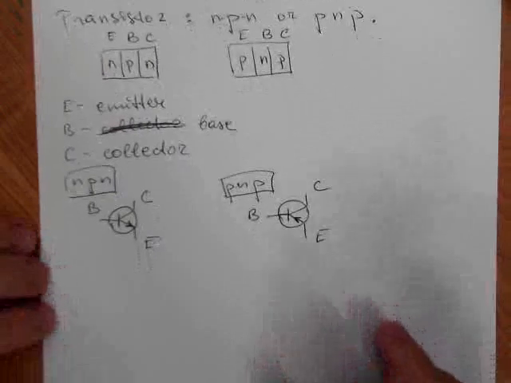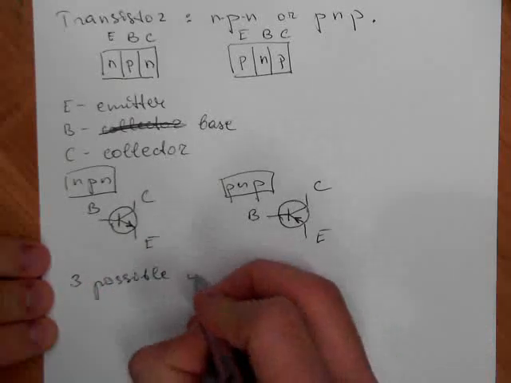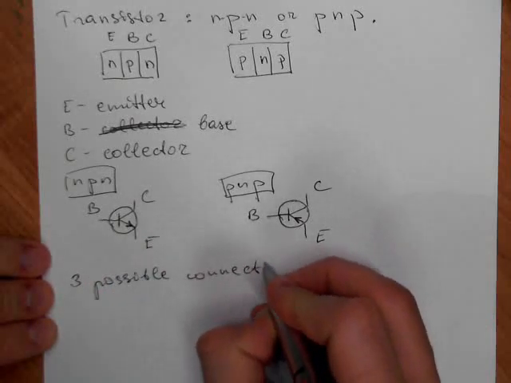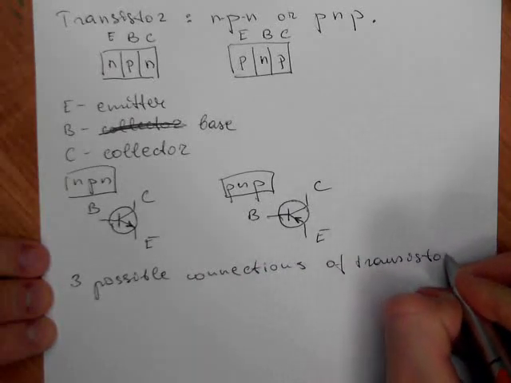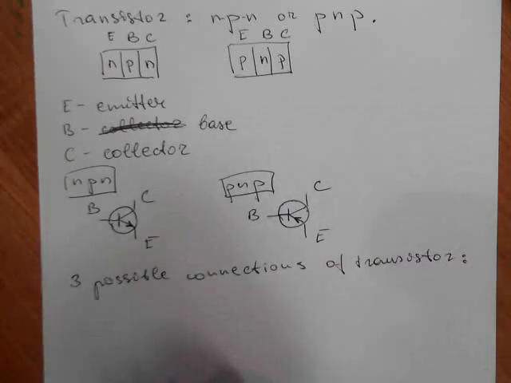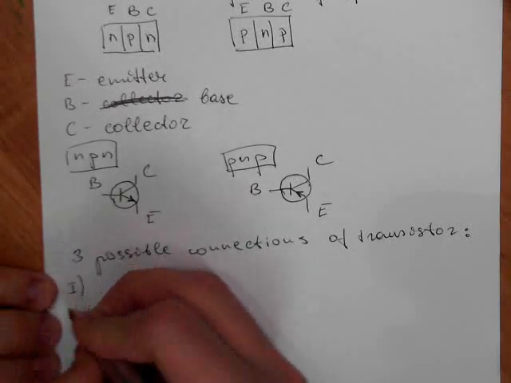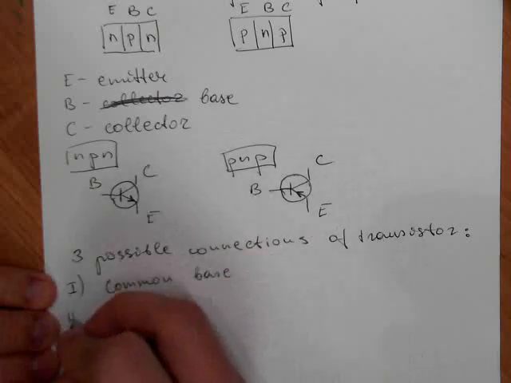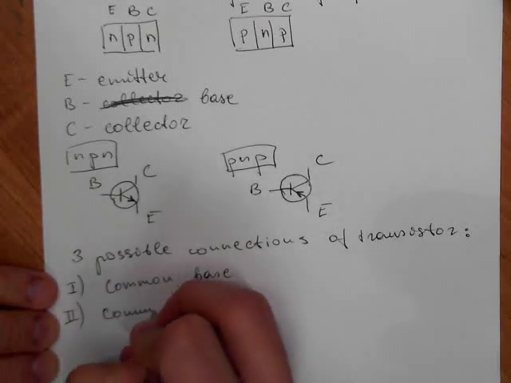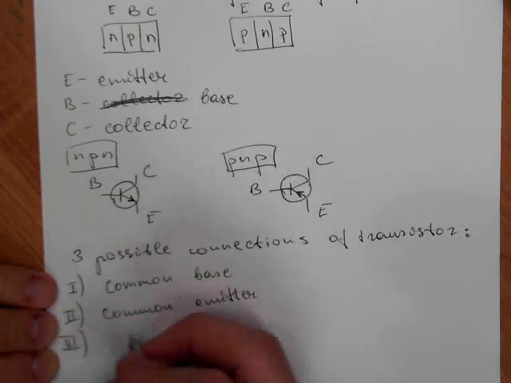Now there are three possible connections of a transistor, or in different words, configurations. First is common base, second is common emitter, and the third one is common collector.